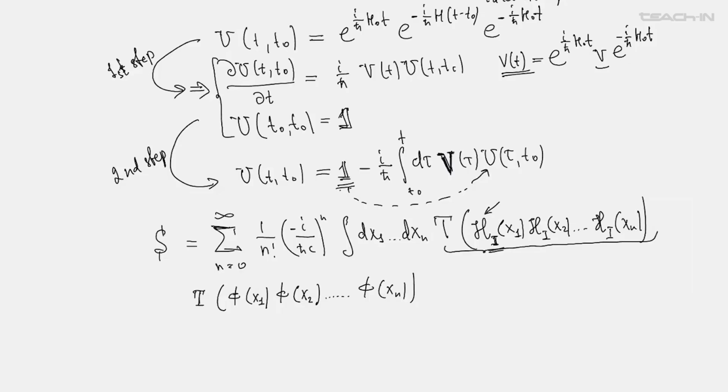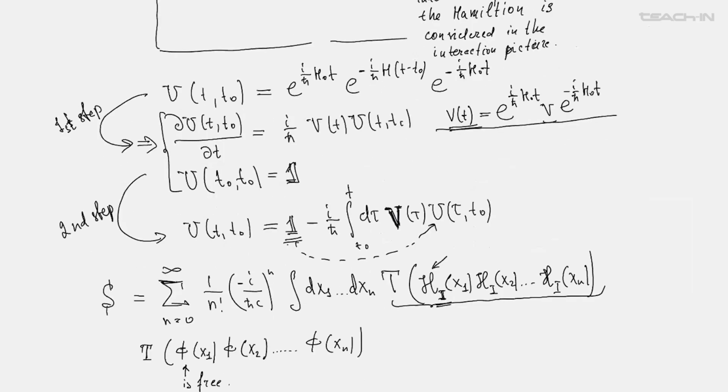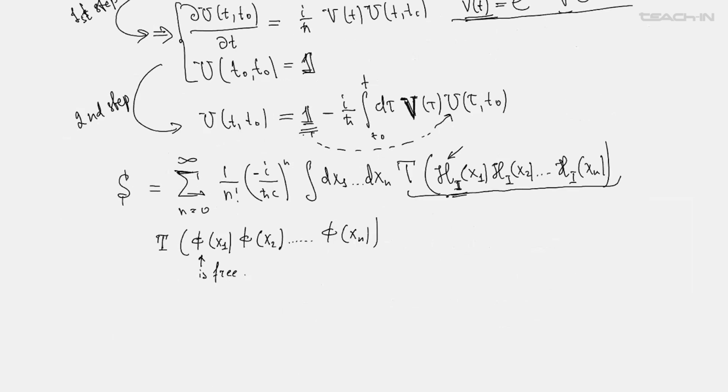Is free because its time dependence is determined by the free Hamiltonian, and that follows from the derivation of the differential equation, or is defined by the differential equation, for the Dirac evolution operator U of t, t0. Now, typically for phi-4 theory, for instance, this potential, this H, is taken as phi-4 of x1. So what you will have here will be phi-4 of x1, phi-4 of x2, and so on, phi-4 of xn. So eventually, you need to compute the t-ordered product of a free field, taken at different space-time points.